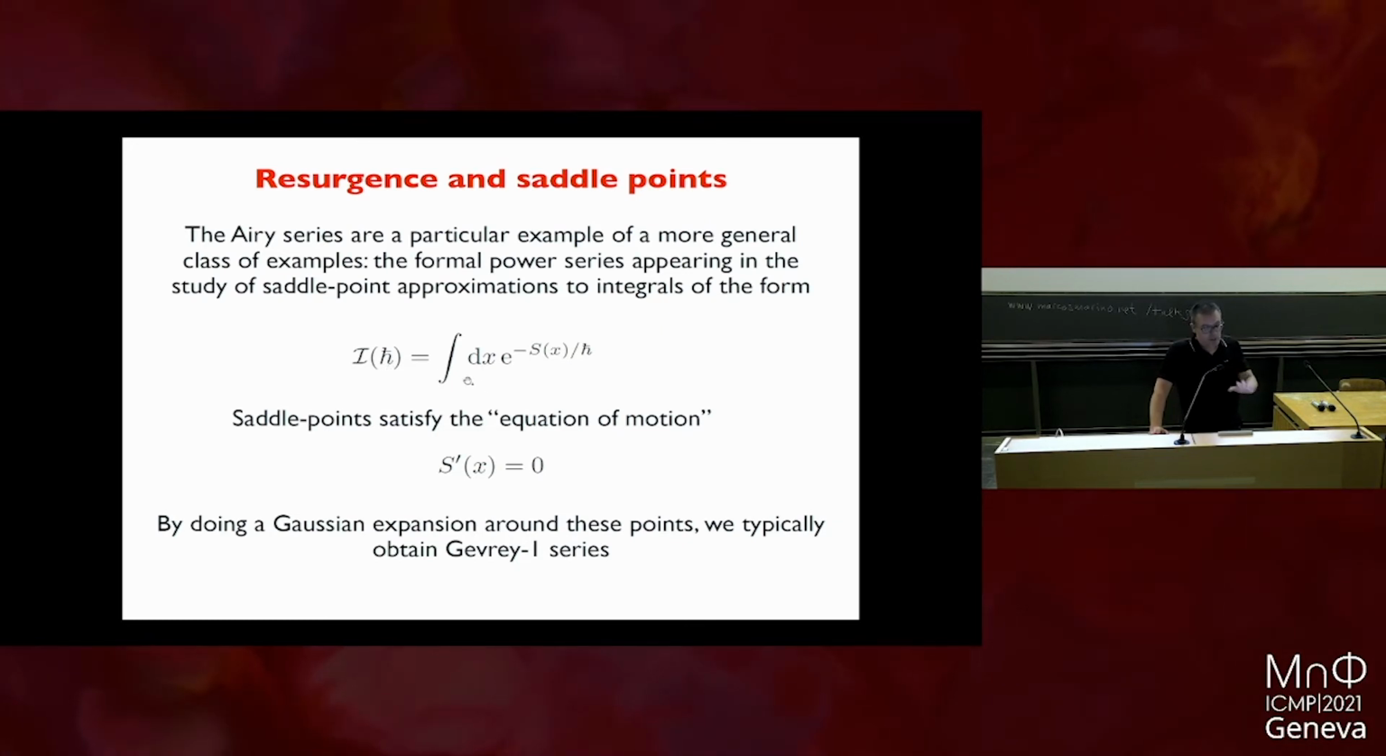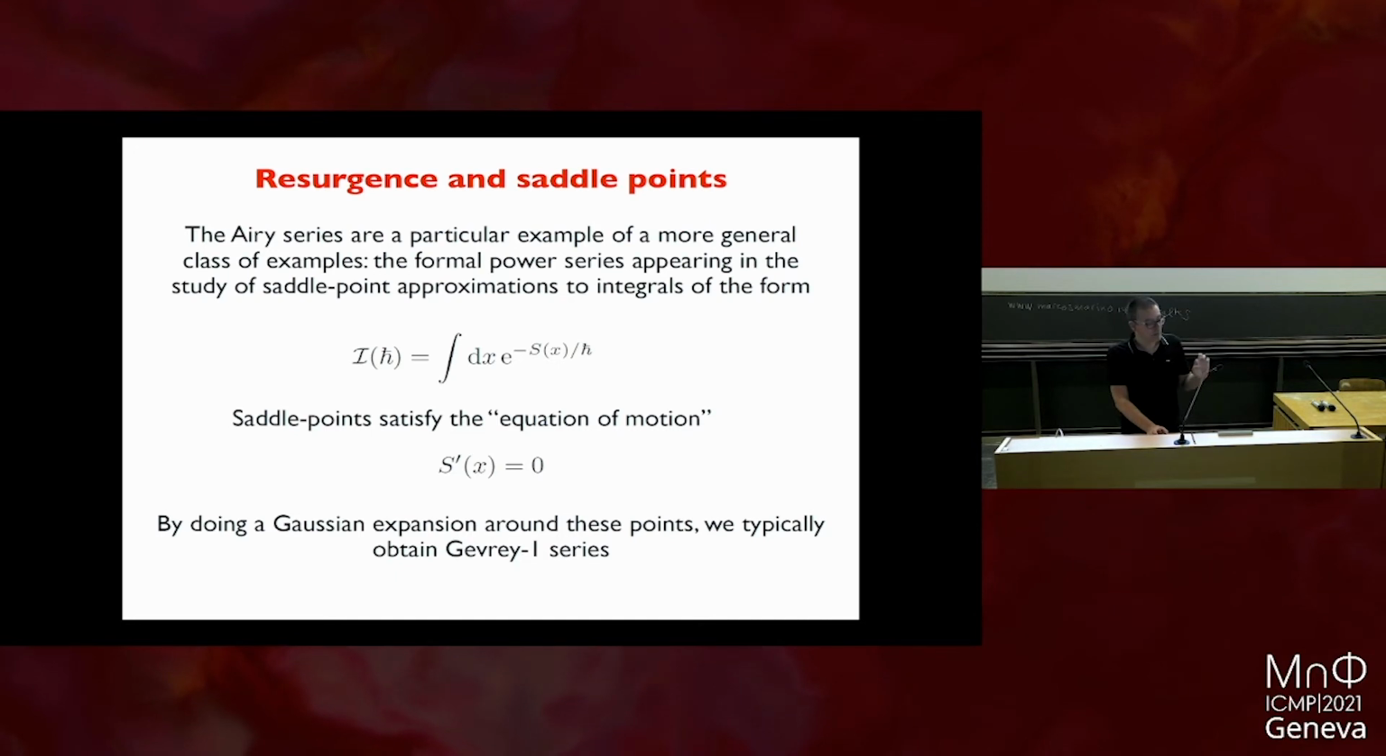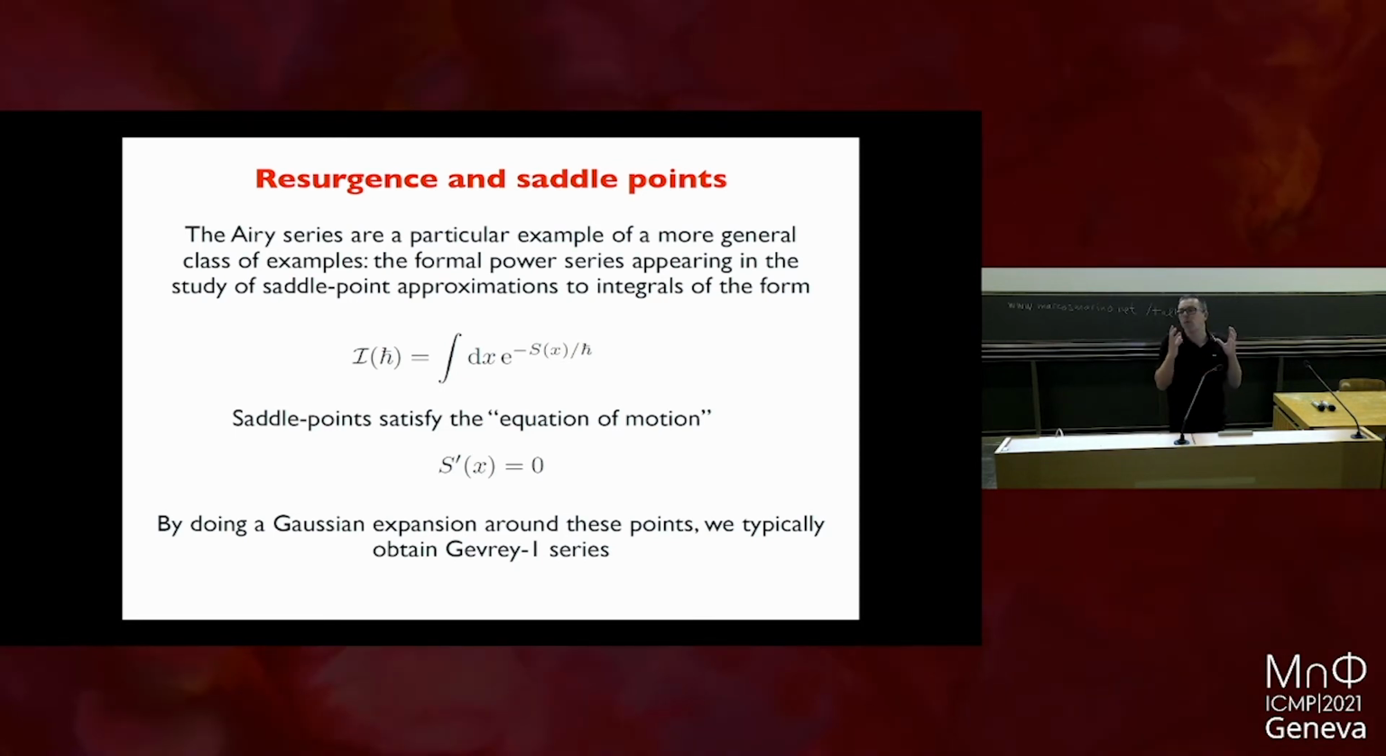So, of course, here I'm not specifying contours for this integration. Depending on the function S of x, you can specify contours in the complex plane so that this gives you a well-defined function and so on. But what I'm now interested in is not producing functions out of this, but producing Gevrey-1 series. Gevrey-1 series are just formal power series. So how could you actually obtain formal power series from this type of integrals? Well, precisely using the saddle point approximation.